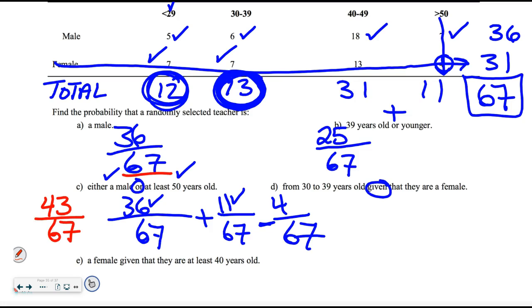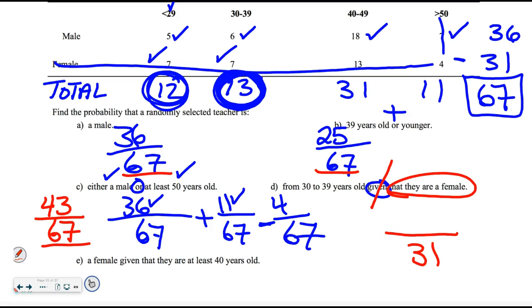All right. So notice on all of these, my total was 67 because it didn't have that word given. But what did I tell you that we do when it says given? Think of it as like a fraction bar, right? And what did I say to put on the bottom? The total of these. So how many females are there according to this chart? 31. Yep, that's my new denominator because I have to make sure that they're women. Okay? My numerator would be the women who are 30 to 39 years old.